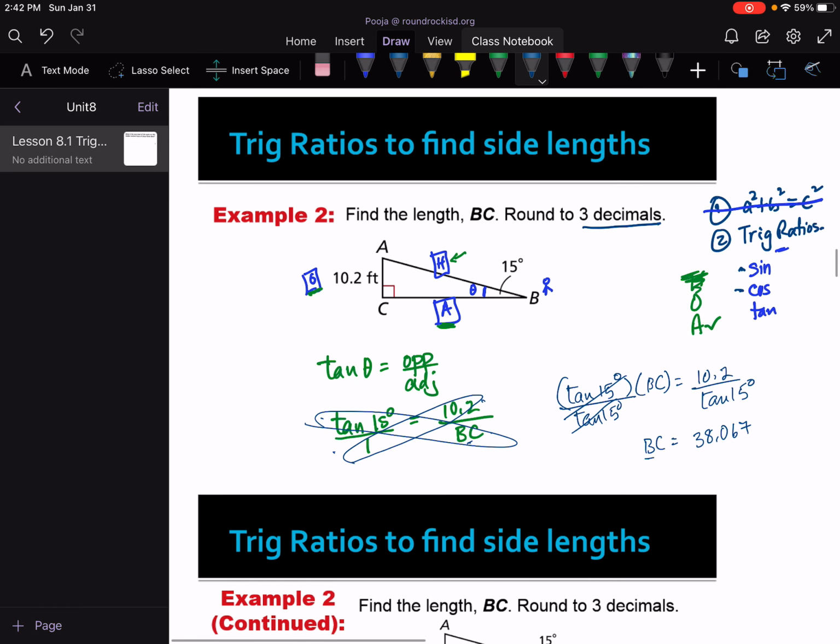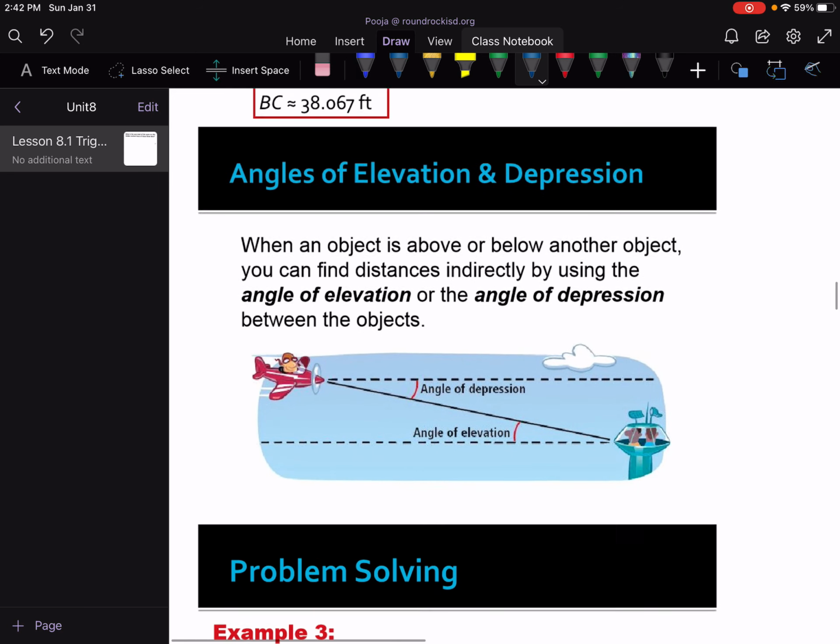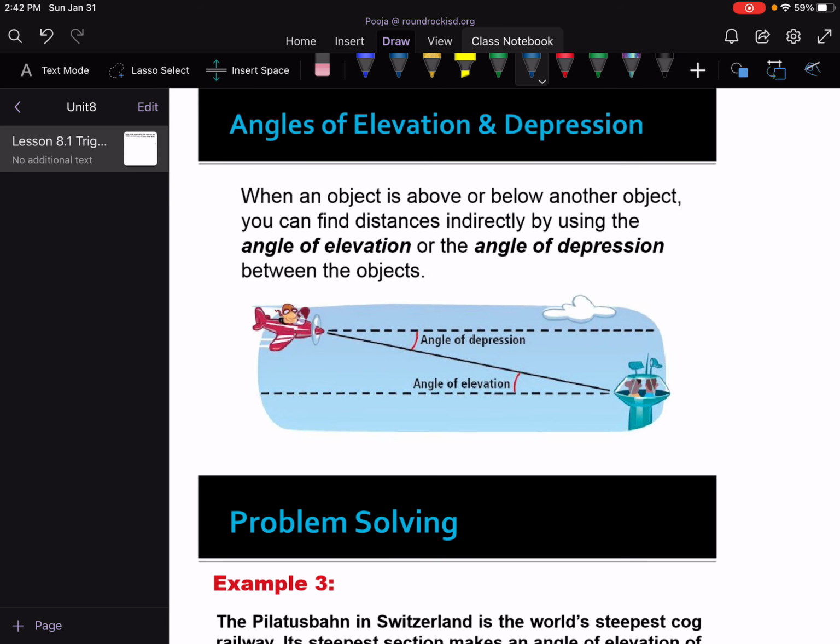And this is the length of the side, not the angle. This one's in feet, so obviously this one is also in feet. All right, so what did we do here? We used a trig ratio, specifically tangent, that helped us find the unknown side. Let's look at more examples. Well, actually, next topic.